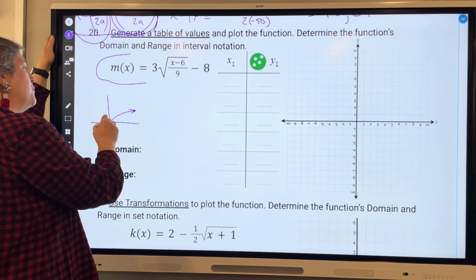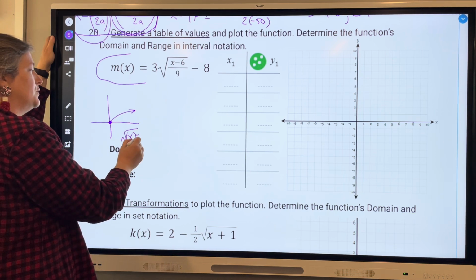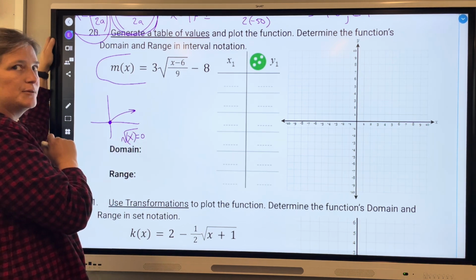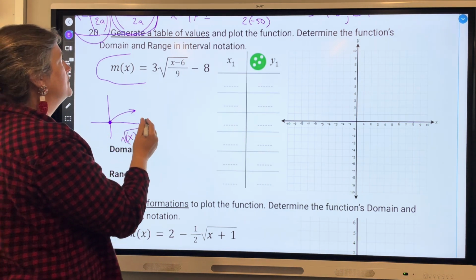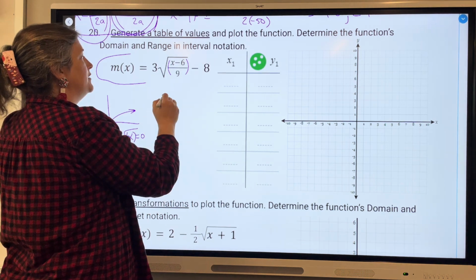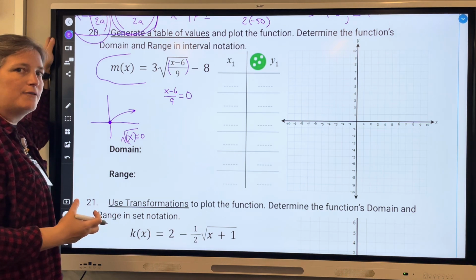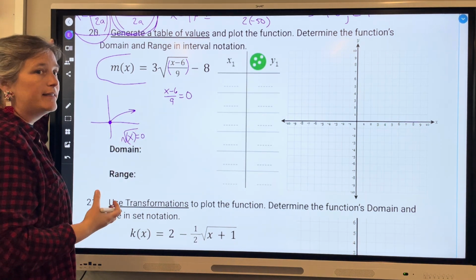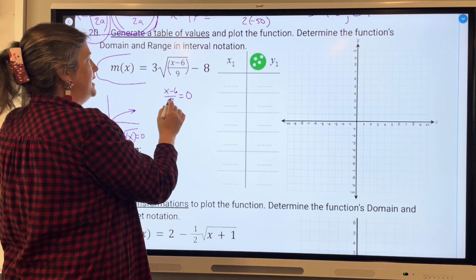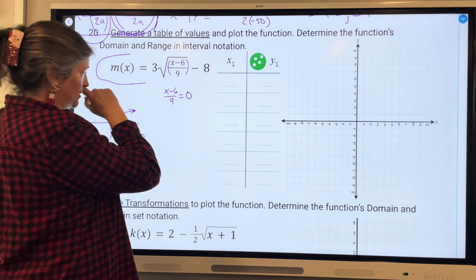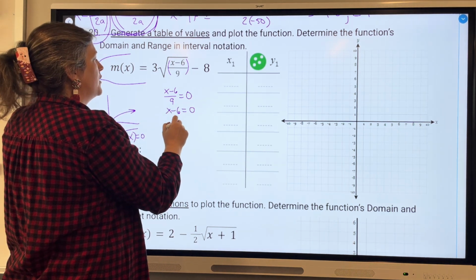I'm going to try and find values that are important. The most important point in the parent function is when the thing under the radical equals 0. That is where it starts and stops. That's the difference between a positive under the radical or a negative under the radical. So I'm going to try and find the x value that makes x minus 6 over 9 equal to 0. Every time you have a parent function, take what's inside that operation and set it equal to 0. That's going to be an interesting point. In this case, it's our vertex and the edge of our domain and our range. So x minus 6 equals 0 times 9, or x equals 6.